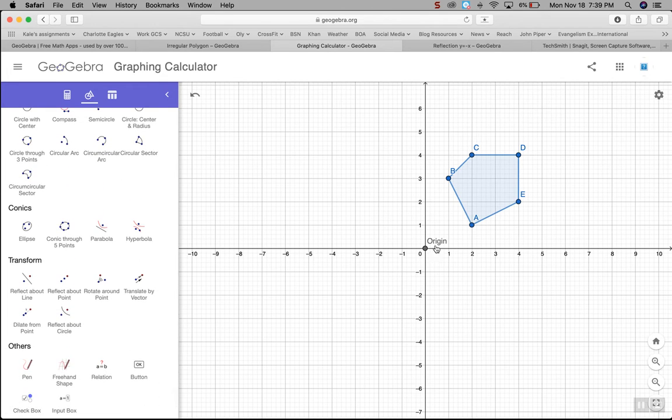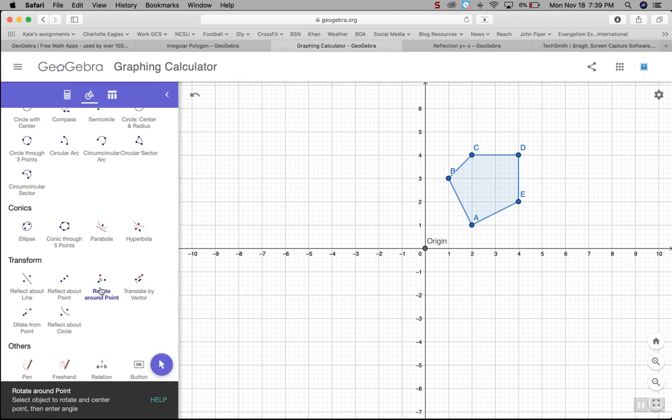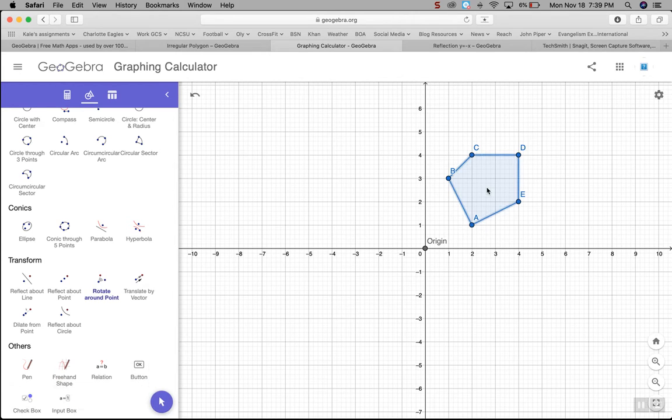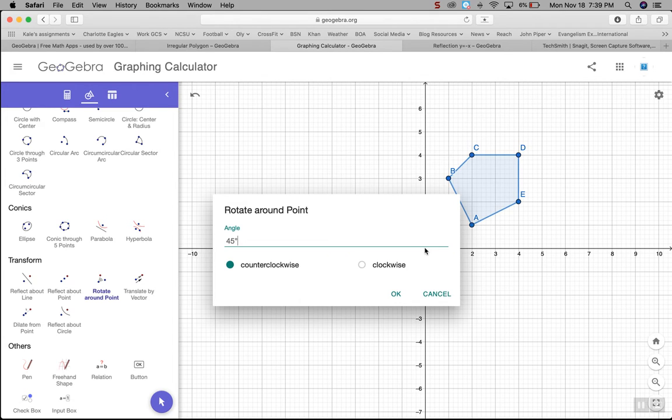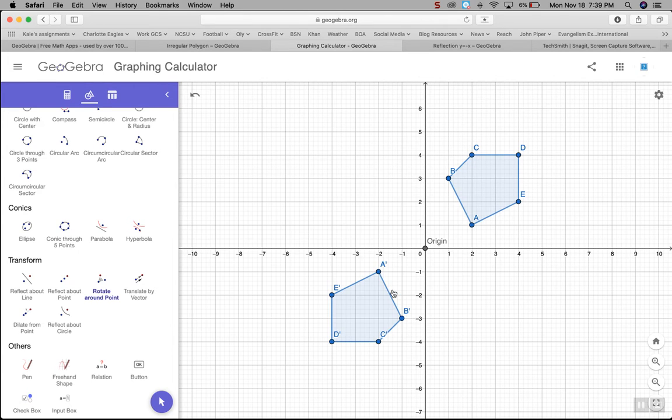And we see that we have it labeled here, the origin. So we're going to click on the irregular polygon, and then we're going to click on the origin that we're going to rotate around. And then we're going to tell it to rotate 180 degrees counterclockwise. And so this being our pre-image, now we have our image A prime, B prime, C prime, D prime, E prime. And that again is rotated 180 degrees around the origin here.